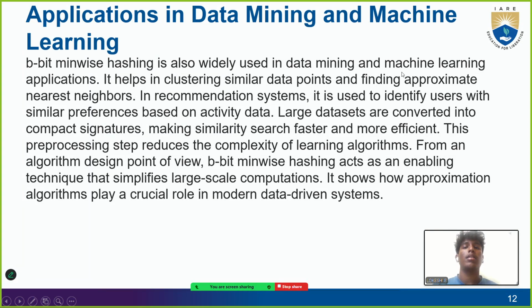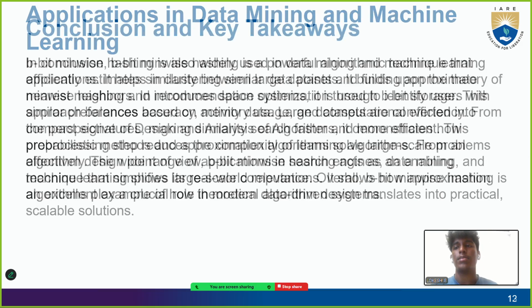Applications in data handling and machine learning. B-bit minwise hashing is also widely used in data mining and machine learning applications. It helps in clustering similar data points and finding approximate nearest neighbors. In recommendation systems, it is used to identify users with similar preferences based on activity data. Large sets are converted into small compact signatures, making similarity search faster and more efficient. This pre-processing step reduces the complexity of learning algorithms.